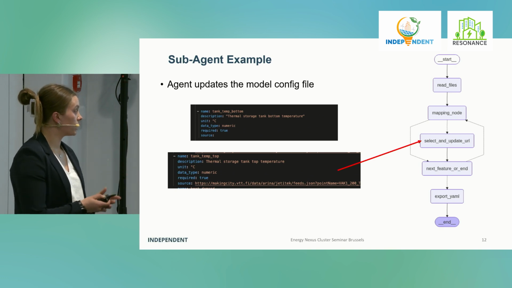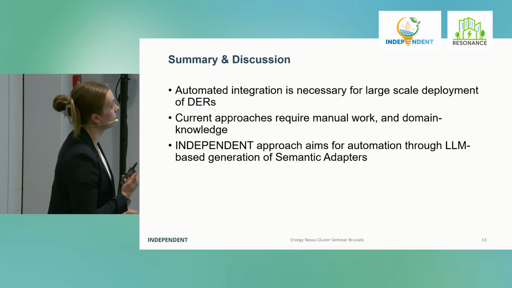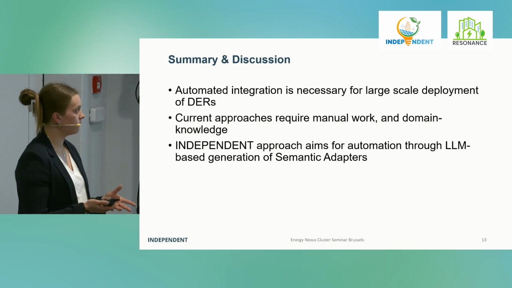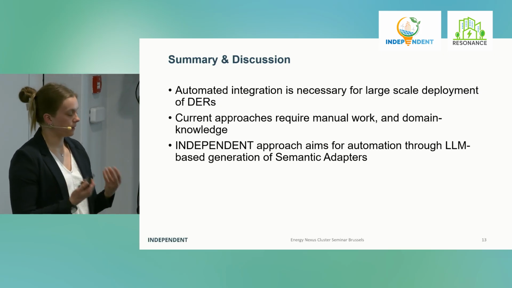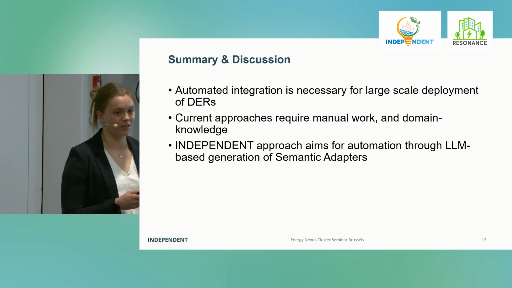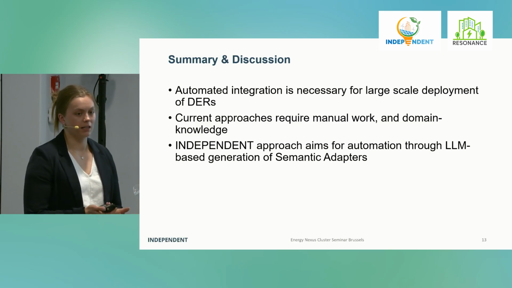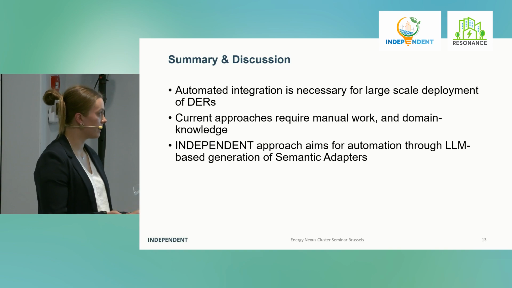So that's an example of one of the agents that we have in our LLM tool. As a summary of my presentation, why we need this automated integration is that for any of the work that any of us are doing, we need a large-scale deployment of renewable distributed energy resources. To deploy and integrate them into these systems takes a lot of hours and a lot of manpower. So anything we can do to automate that process will make it easier to deploy these resources. And the approach that we have in Independent is to automate this process through LLM-based generation of the semantic adapters that will then connect the resources to their managers.